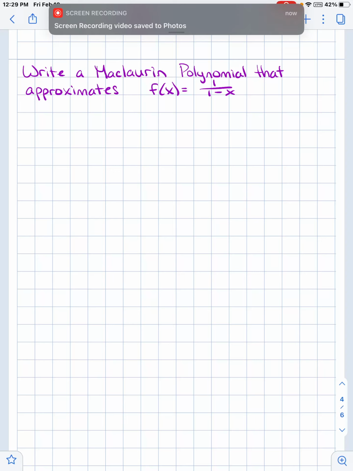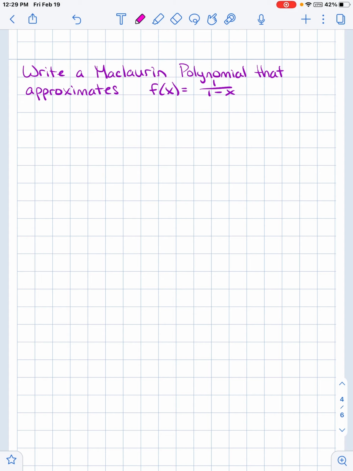Okay, welcome to the next video. Here's the next bigger idea. We're going to write a polynomial, a Maclaurin polynomial, for a function in this form, 1 over 1 minus x. What does this have to do with sine and cosine? Nothing, actually. So let's look at it a different way.